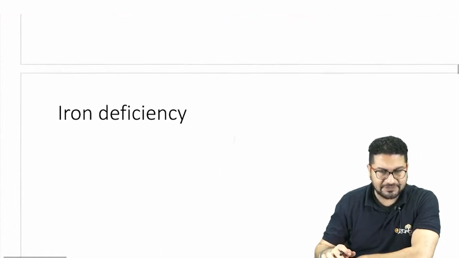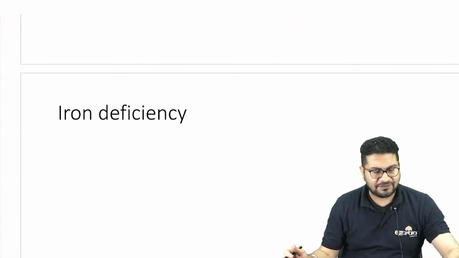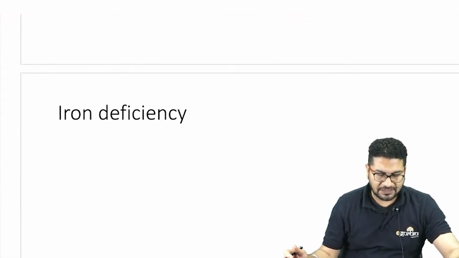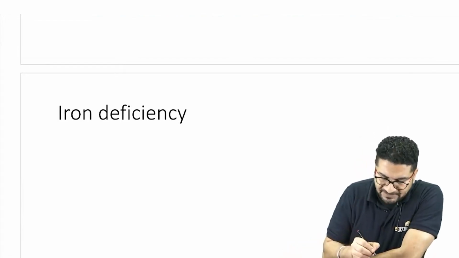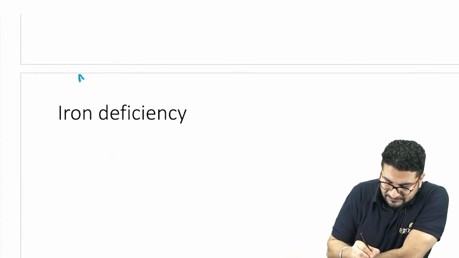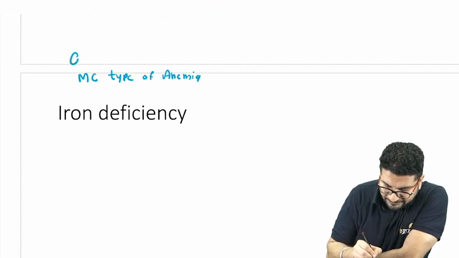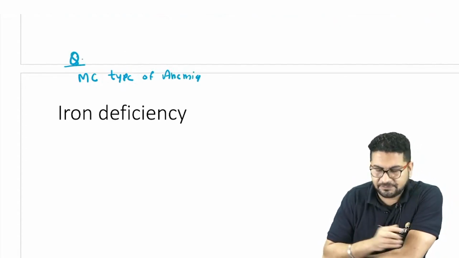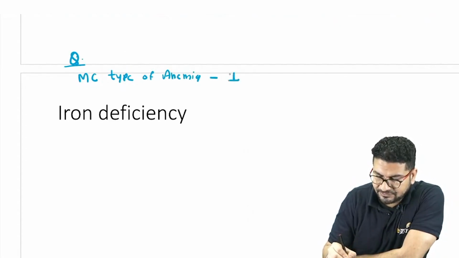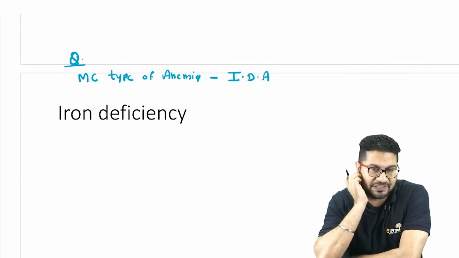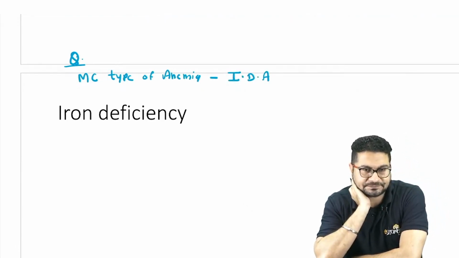Okay, so one by one we'll discuss each type of anemia. First and the most important is iron deficiency anemia. If I ask what is the most common type of anemia, what will be your answer? This will be iron deficiency anemia, which I am writing in short as IDA. So the most common type of anemia is iron deficiency anemia.